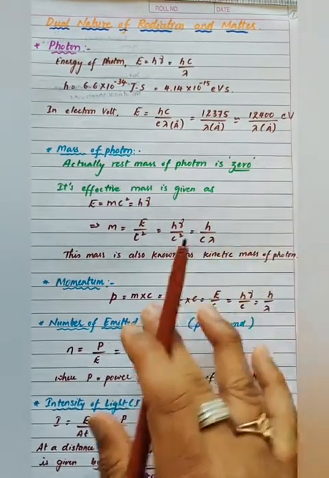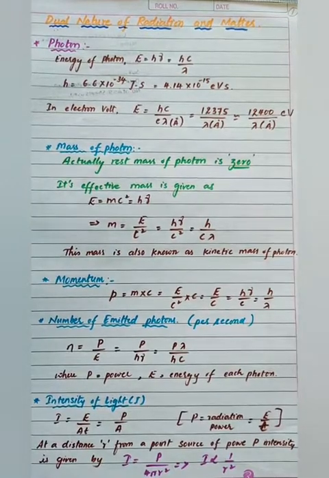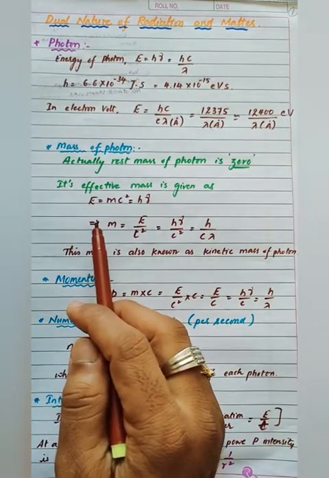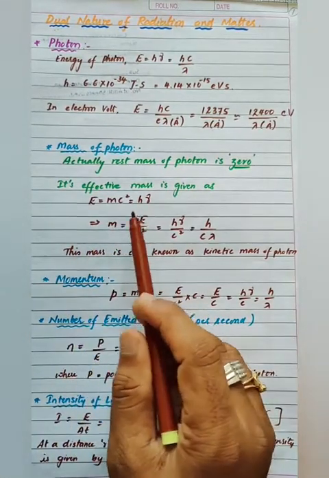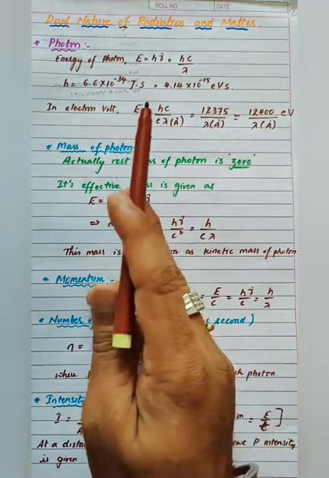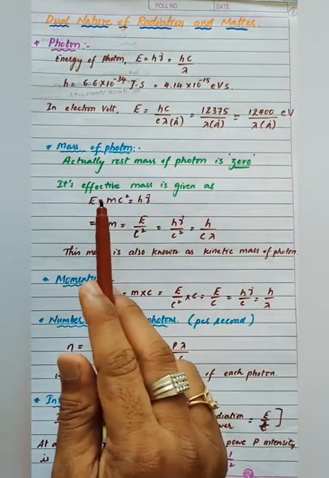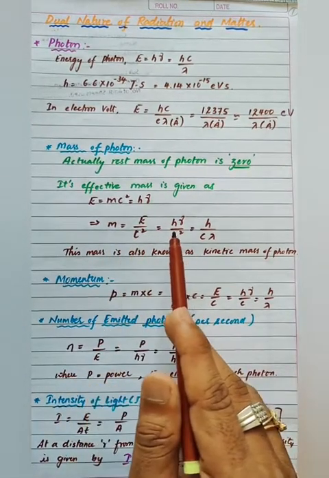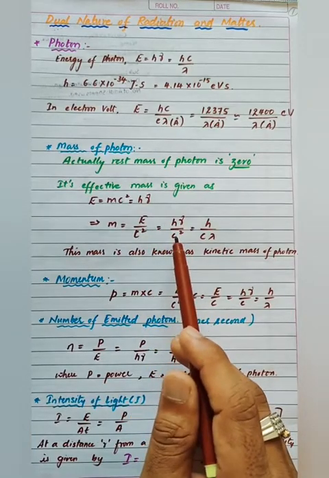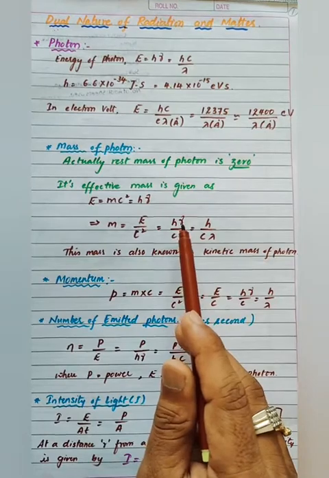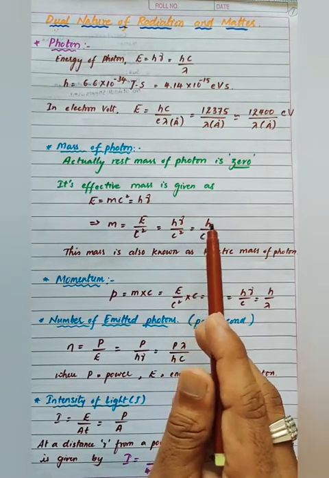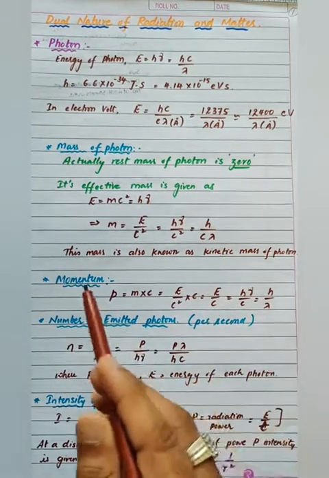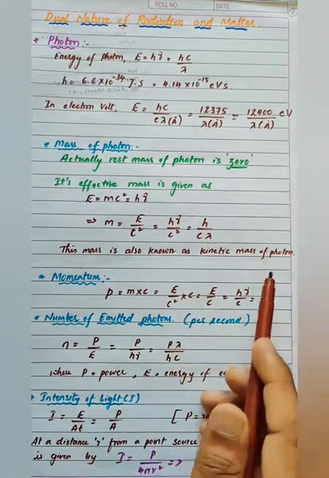Clear? Then the mass of the photon: actually the rest mass of the photon is 0, but its effective mass is given by Einstein's mass-energy relation, that is E is equal to mc square, and E can also be written as h nu, that we can see here. So if you want to find only m, m is equal to E by c square. That E is nothing but hc by lambda, and c square as it is. Now nu is nothing but c by lambda, so if you substitute, one c gets cancelled and only one c will remain, and lambda will remain here. That is also known as the kinetic mass of the photon, right?